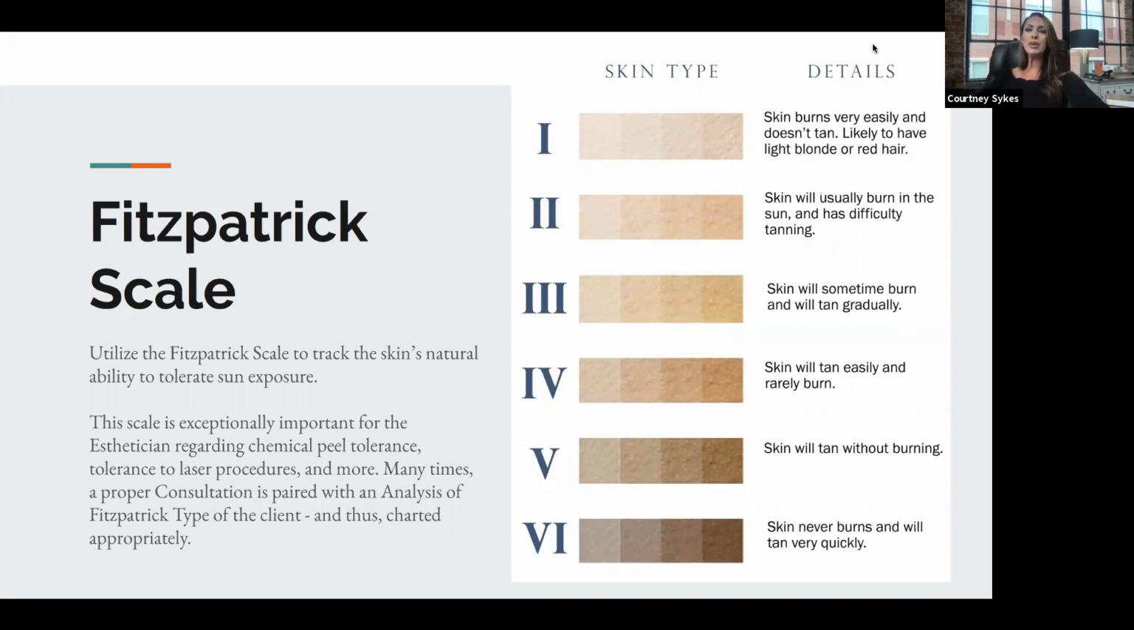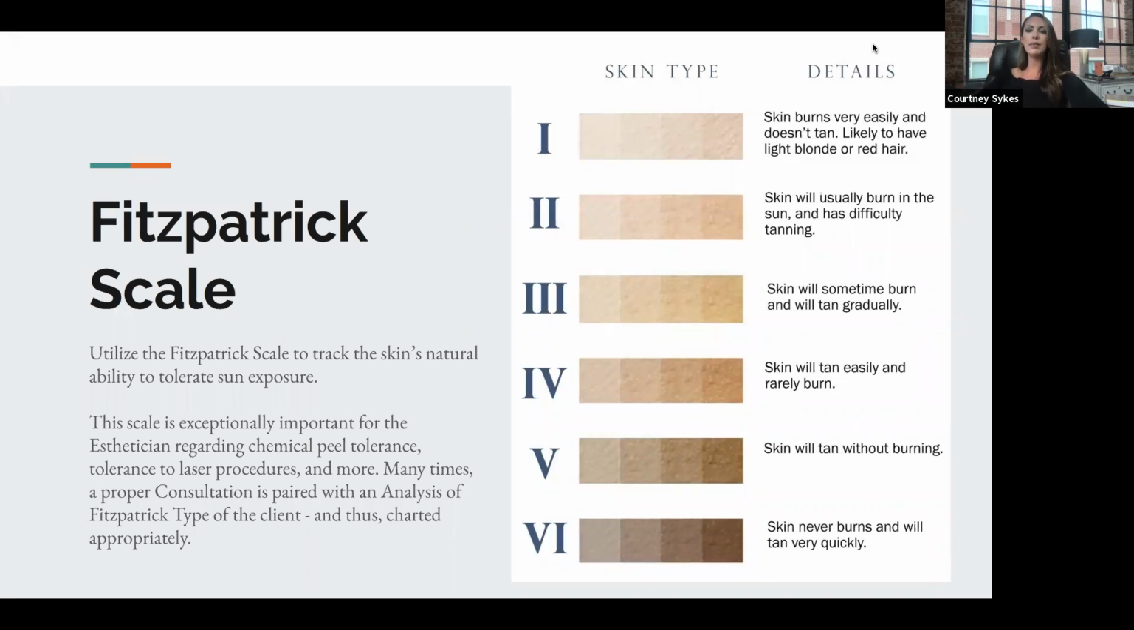Fitz 2, skin will usually burn in the sun and has difficulty tanning. So also don't need to lay in the sun. And what's going to happen is you're going to end up getting a lot of freckling. And that just looks like you're aging your skin, to be quite honest with you. Having some nice natural freckles is one thing, but freckling up your body by trying to force yourself to absorb melanin when you just simply don't have enough melanin in your skin is not going to happen. So keep that in mind.